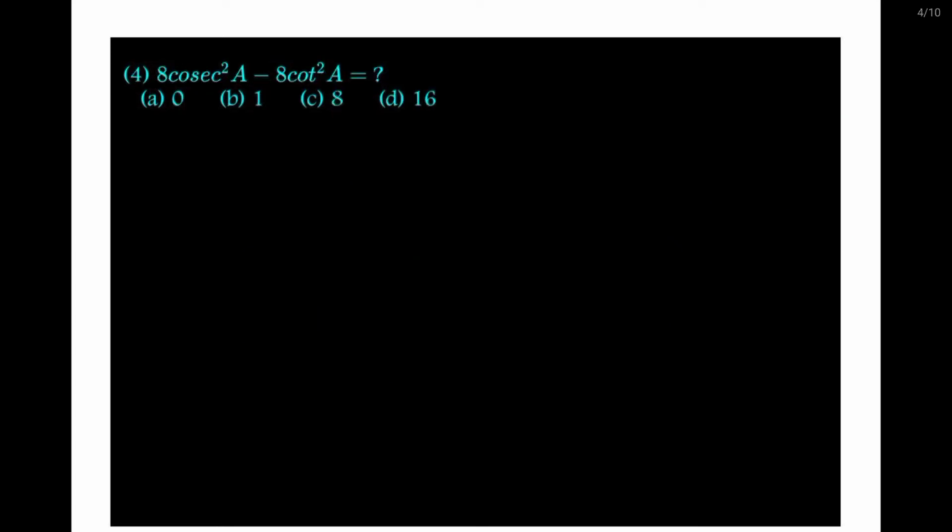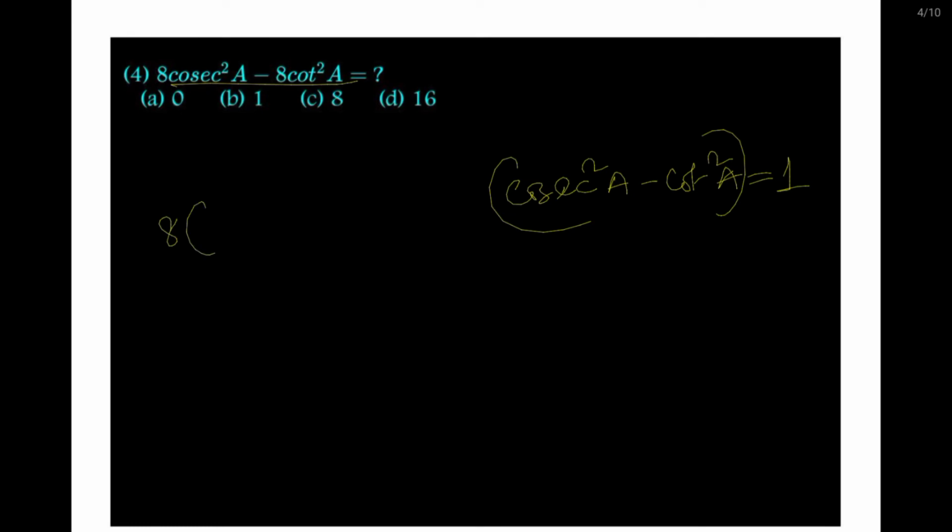8 cosec square A minus 8 cot square A is equal to what? This is also a similar question. Cosec square A minus cot squared A is equal to 1. So you can assume now the answer. We can take 8 common from this, and it will be cosec square A minus cot squared A, and 8 into 1 is nothing but 8 again. So this will be the answer. Let's move on to the next one.